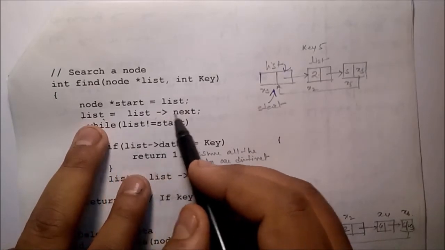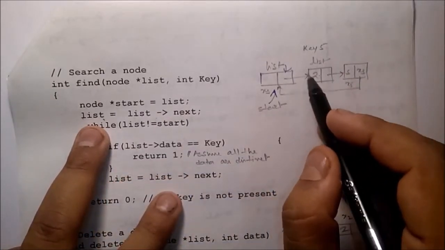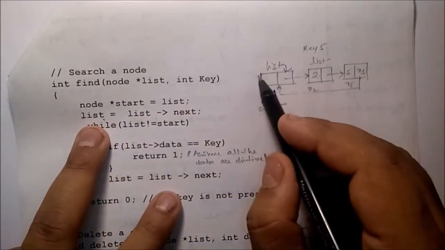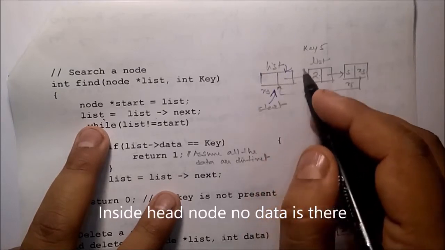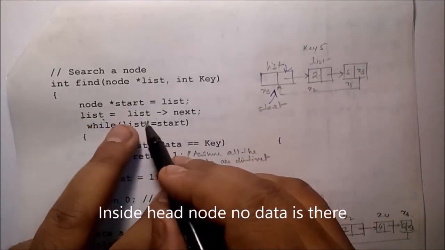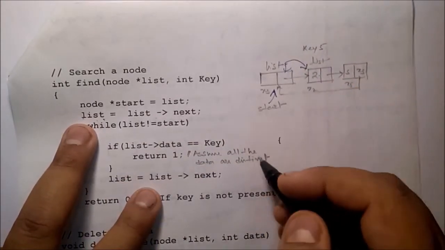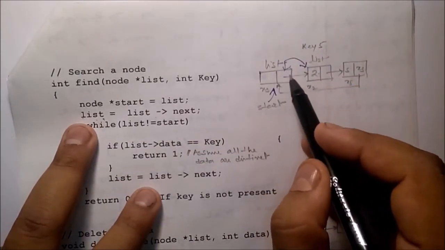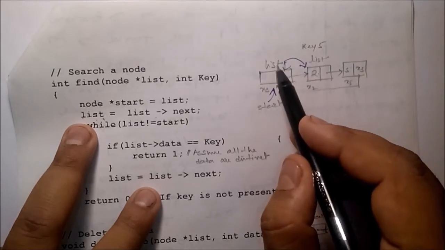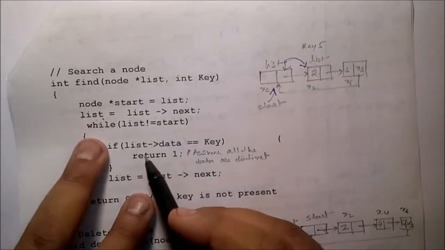Now list is equal to list next. Now the head node should have no data. No data is there, so we have to start from the next. So list is equal to list next. Now list is equal to this one, because in list next the address of the next node is there. So now list is pointing to this particular node.